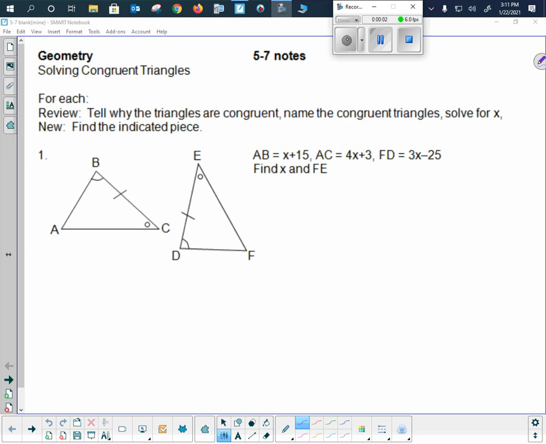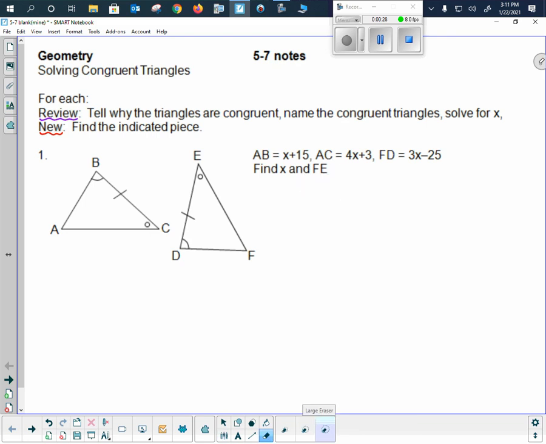All right, in 5-7 notes, continuing with solving congruent triangles, guys. For each of these, the review part is going to be telling why the triangles are congruent, naming the congruent triangles, and solving for x. And then the new part of this is we're just going to add finding the indicated piece. So for this question, that would be finding FE. Okay, so here we go.